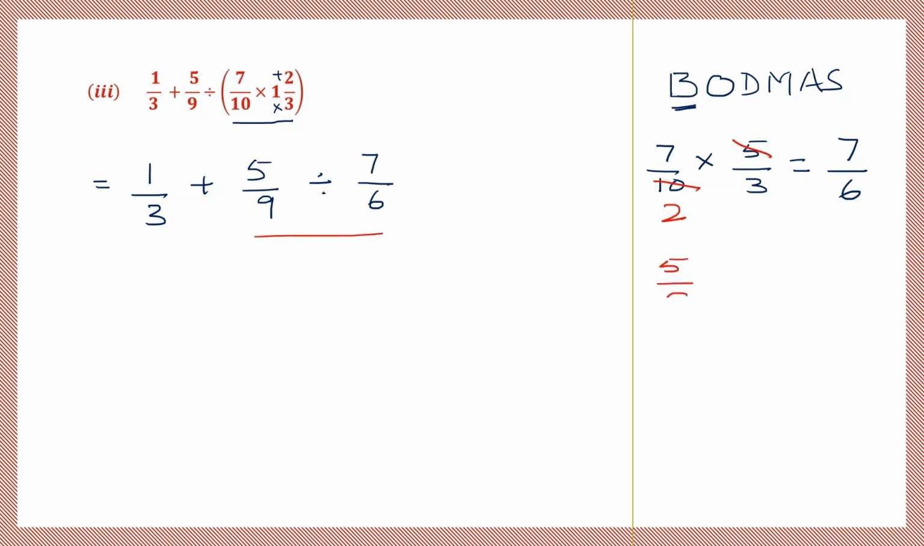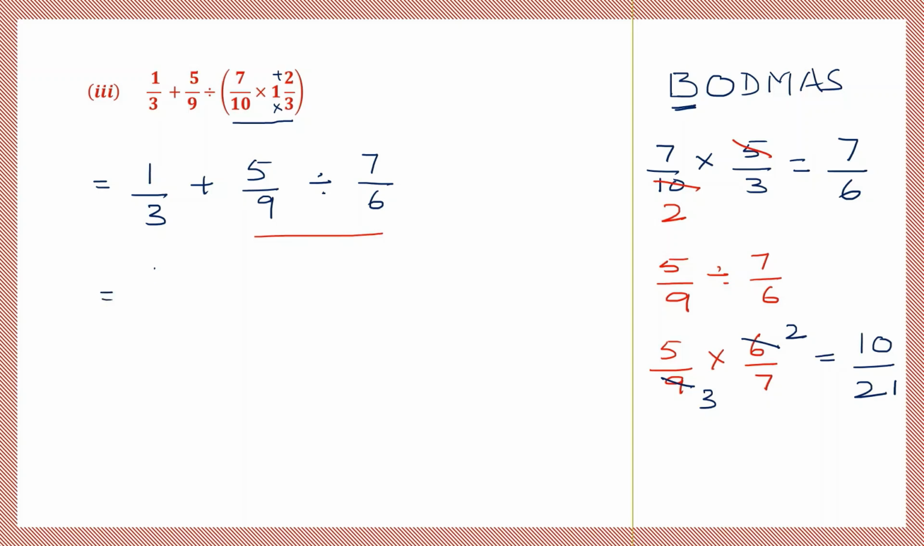5 by 9 divided by 7 by 6. So that is 5 by 9 into 6 by 7. You can cancel 6 and 9 both by 3. 3 twos are 6 and 3 threes are 9. Now we can't cancel anything else, so let's multiply the numerators. 5 twos are 10 and 7 threes are 21.